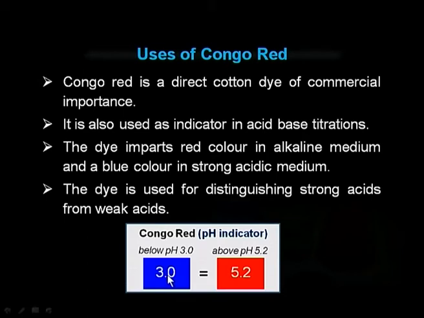Now, you can see the color of Congo red when the pH is below 3, that is when it is an acidic solution, and when the pH is 5.2 or above, then this Congo red solution shows a red color. So, this property of having different colors in different media is utilized in acid base titration. It is used as an indicator in acid base titration, and since it shows this distinct blue color at pH 3 amongst the acidic pH also, this distinction can be done with the help of Congo red.